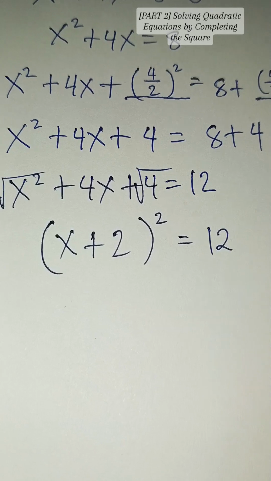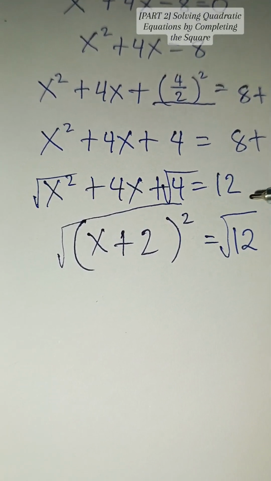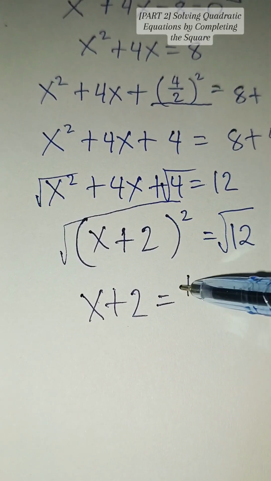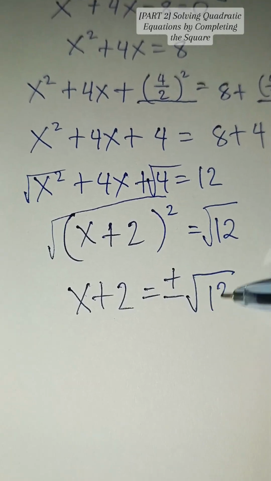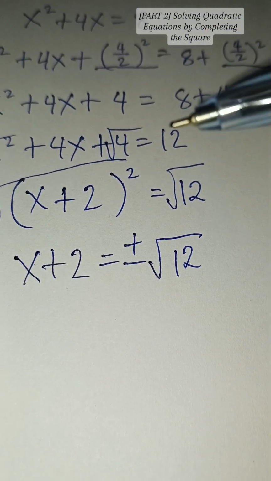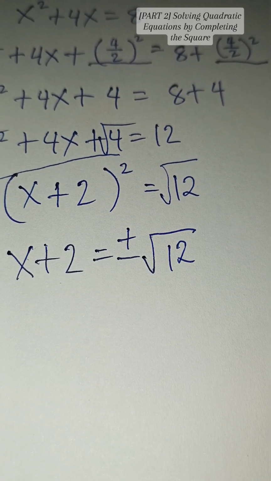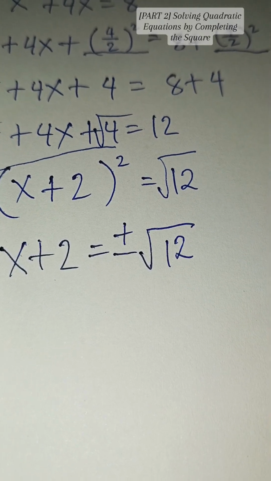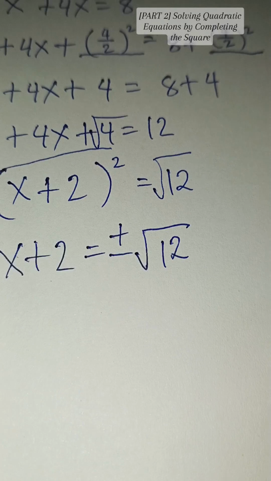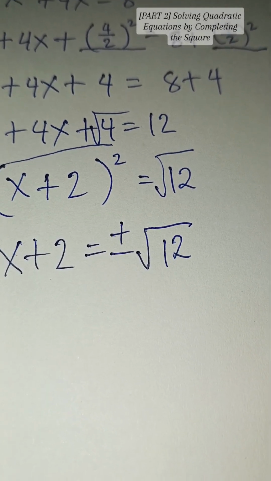Now going back to the extracting square roots method, we take the square root of the left and the square root of the right, so it becomes x plus 2 equals plus or minus the square root of 12. As you have noticed, the square root of 12 is not a perfect square root, because there is no number that multiplied by itself gives 12. Unlike 4, the square root of 4 is 2, since 2 times 2 is 4.